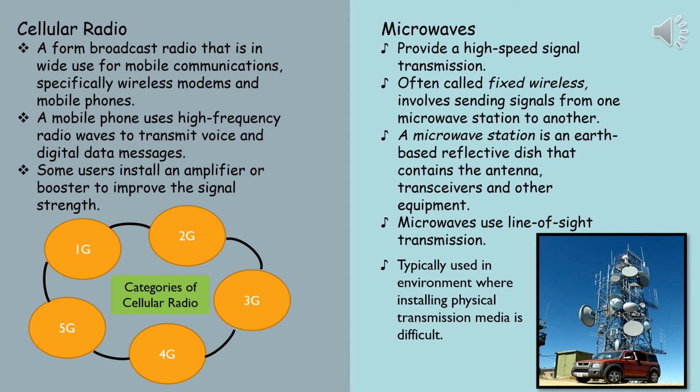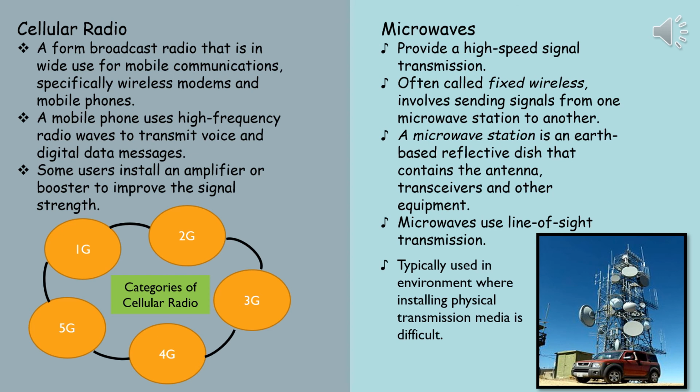Examples for several categories of cellular radio transmissions are 1G, 2G, 3G, 4G, and 5G. G for each cellular radio transmission stands for generation. For example, 1G stands for first generation, and so on for 2G, 3G, 4G, and 5G.